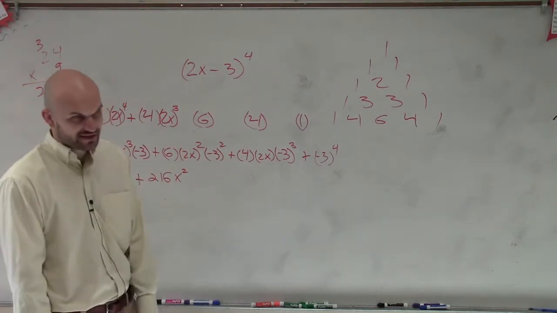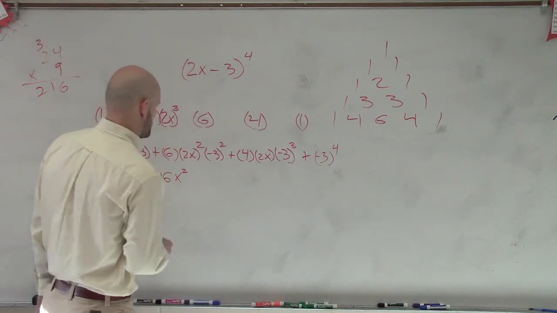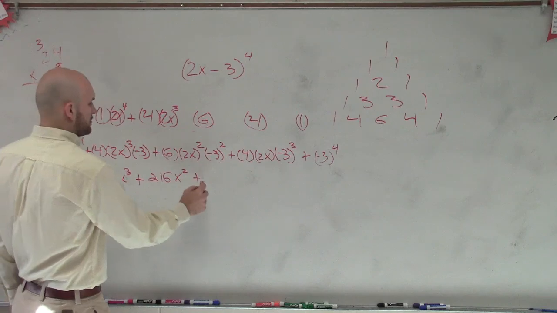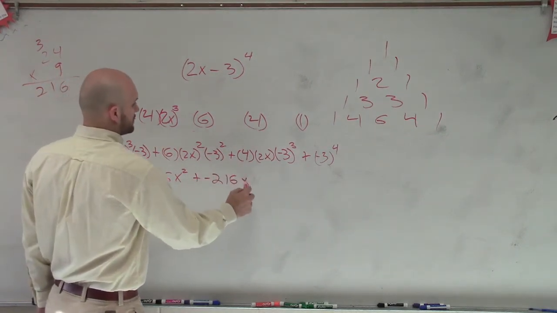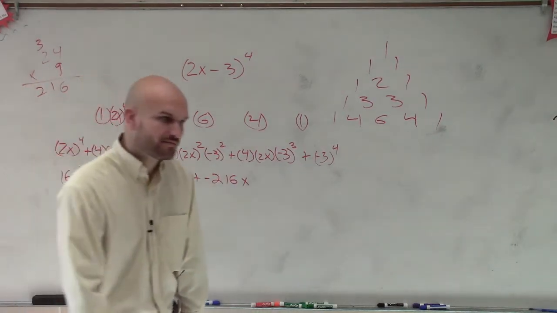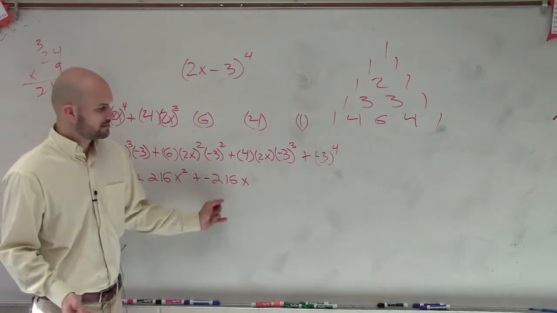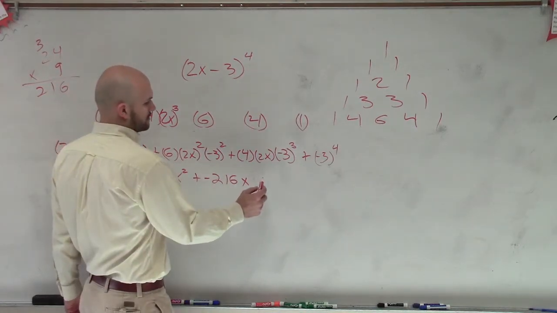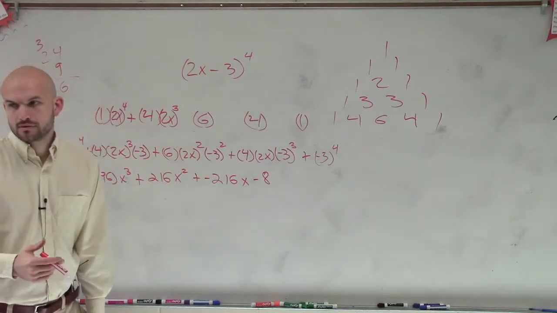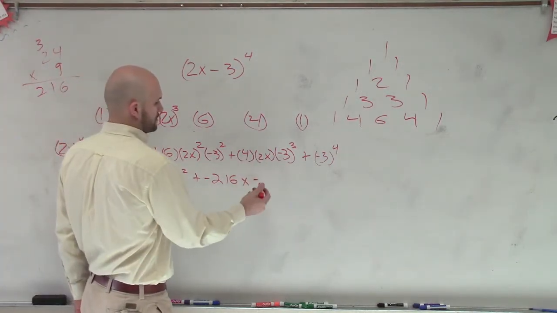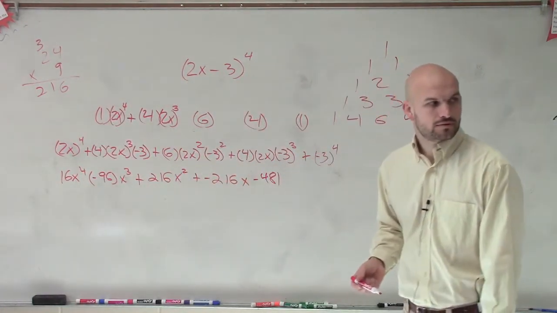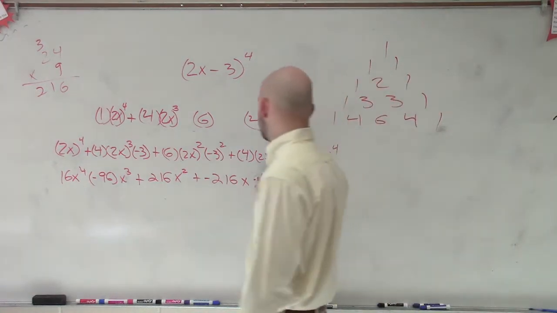Then here I have negative 3. Can somebody do 27 times 4 times 2, please? Negative 27, actually. So it's negative 216x. And then this one, negative 3 to the 4th power is, positive 481?